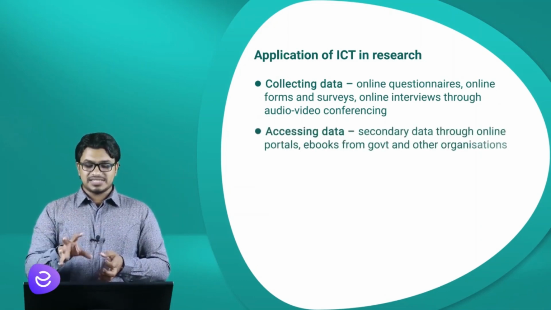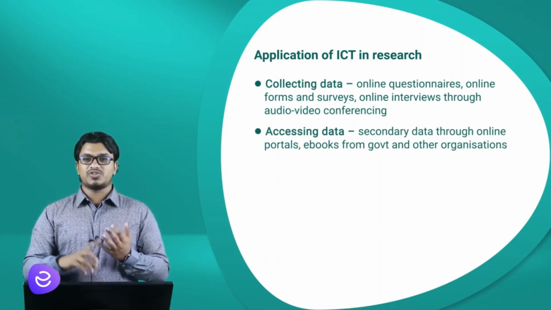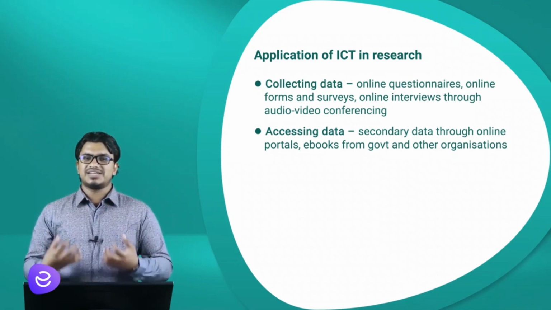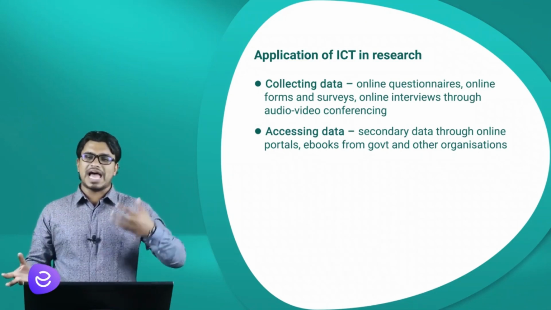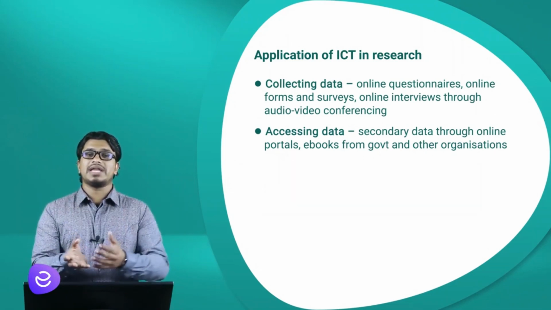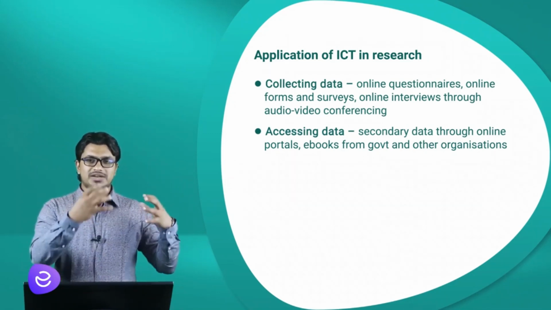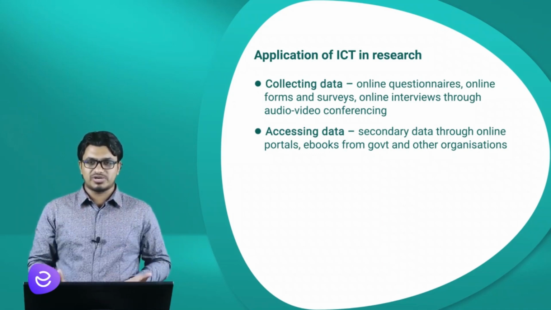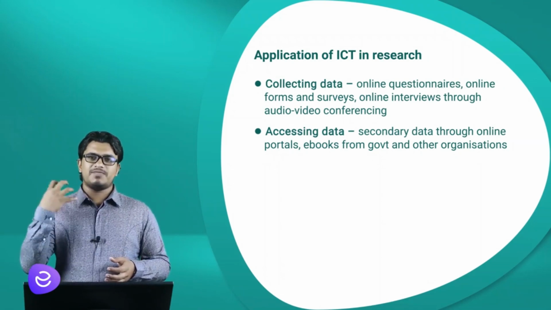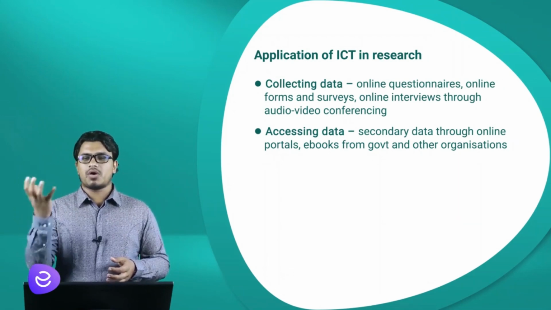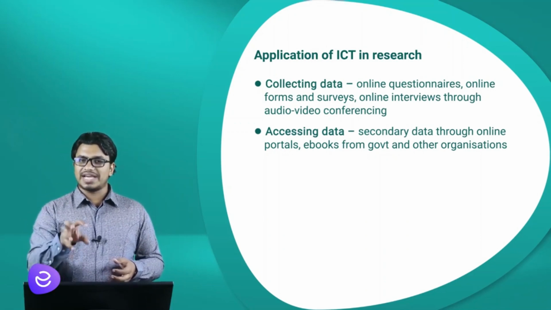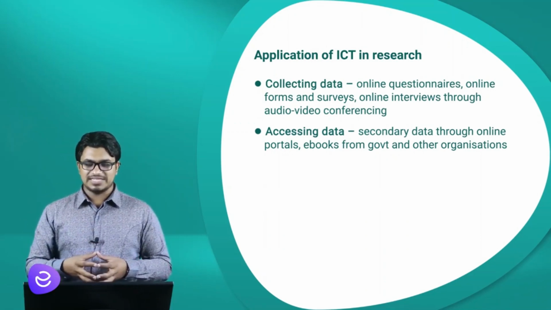Then accessing data. We have secondary data through online portals, online search engines, e-books, e-journals, e-magazines from government as well as from private organizations. So there is a huge library online, much bigger than what we have through books or through dictionaries or through encyclopedias. We have a very huge online library available on the internet or through ICT, so we can access data very easily.